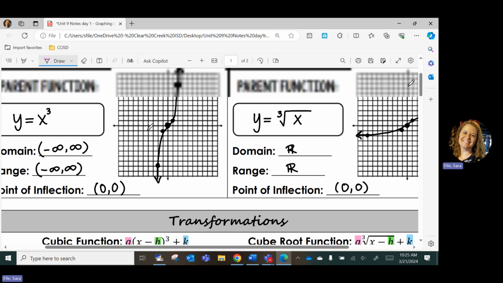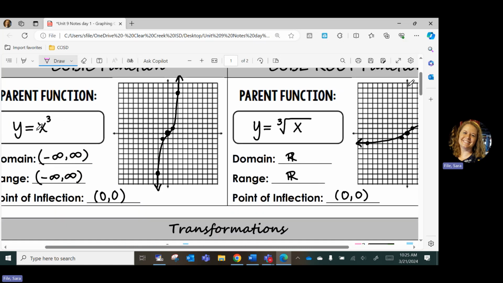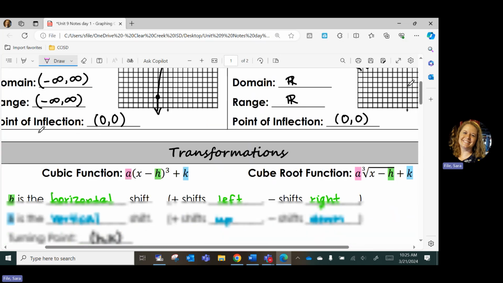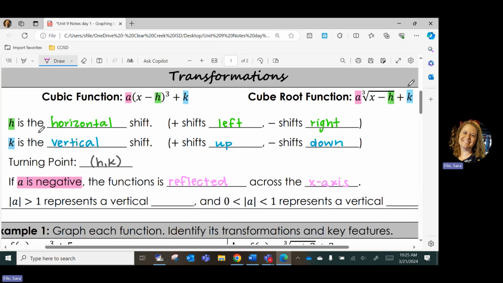But A in the parent functions, if we go back up here in the parent functions, is there anything in front of X being multiplied in either one of those? No, so it's an understood 1. So A in the parent functions is 1. So if A is something other than 1, it's going to have another effect on the graph besides a reflection. What would that be? Stretch and compression.